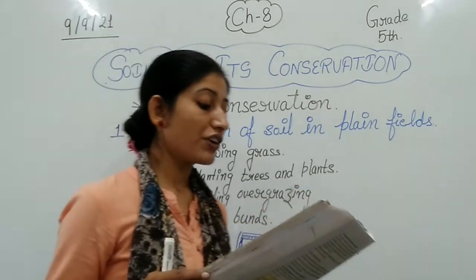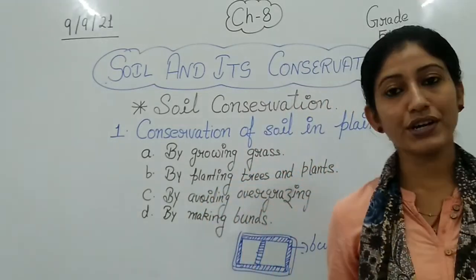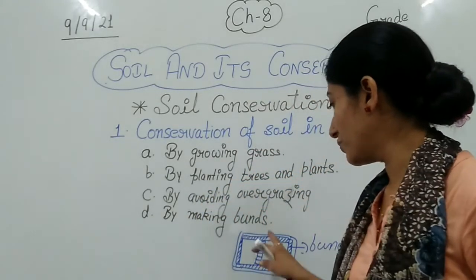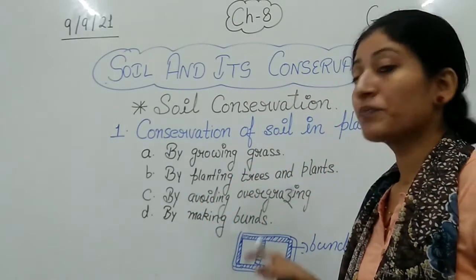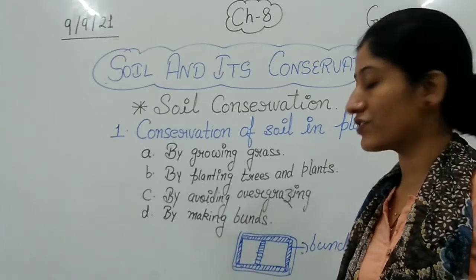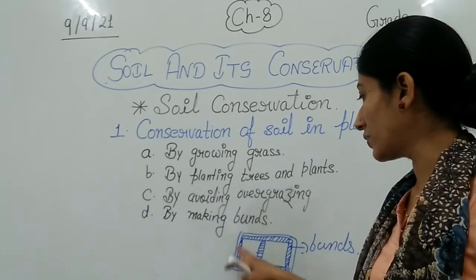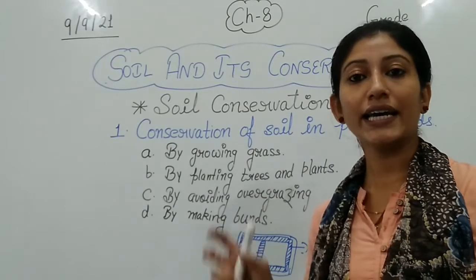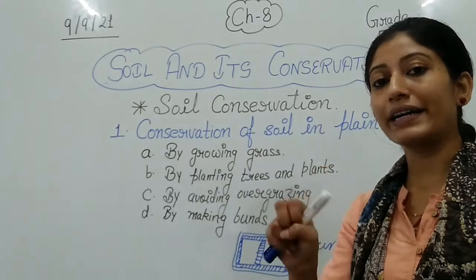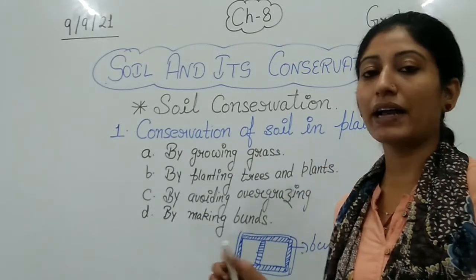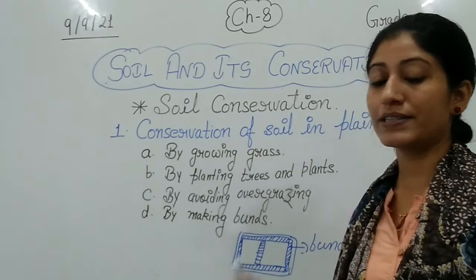Now, trees should be planted on the boundaries of bunds. These bunds can be covered with the help of trees. Trees should be planted on these bunds so that the trees can help in binding the soil, binding the mud of these bunds.